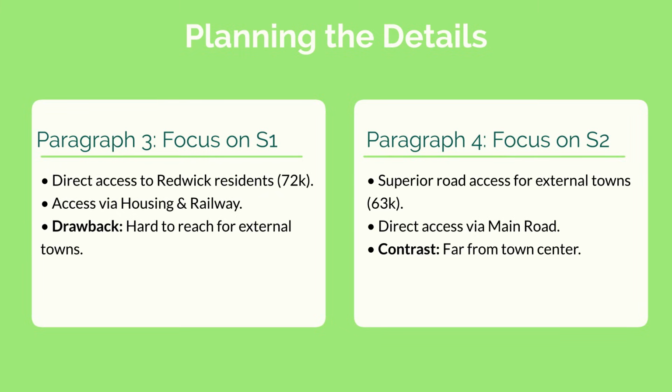We highlight its convenience for Redwick's 72,000 residents, its proximity to the housing and the railway, and its drawback, the lack of main road access for drivers. Paragraph 4 will focus on Site 2. We highlight its superior road access for car traffic from the 3 peripheral towns, with 63,000 residents. We will use contrasting language like in contrast to clearly state that S2 is far removed from Redwick's central residential area. Using comparison markers like whereas, in contrast, and while is important to fulfill the requirement to make comparisons.